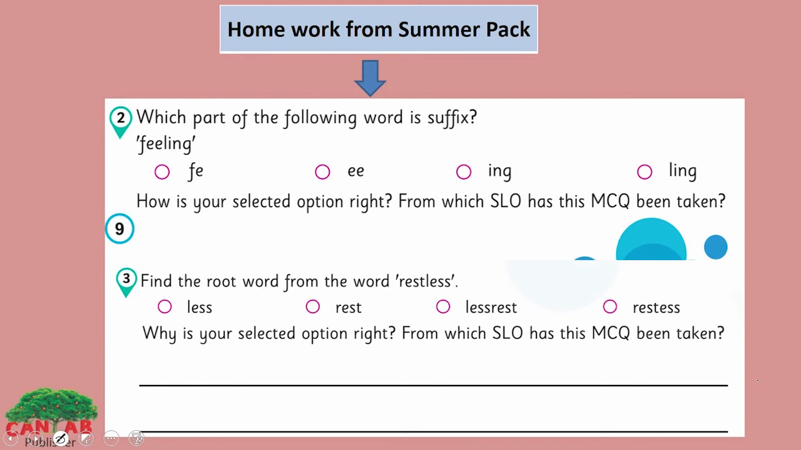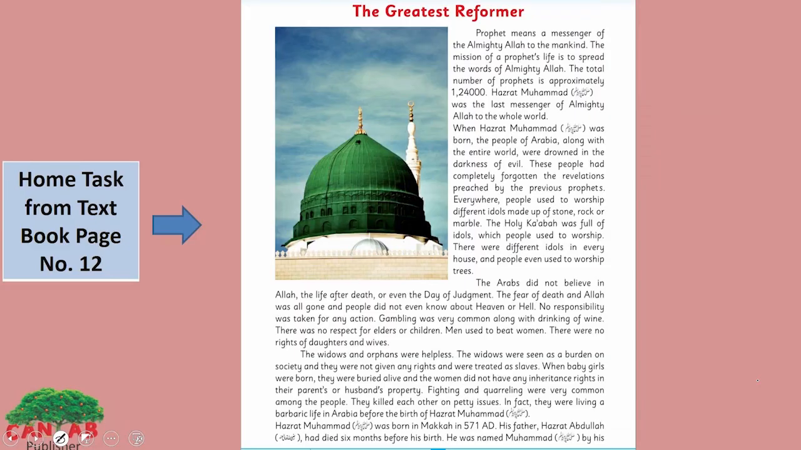This is your homework from the summer pack. I hope you can do this very easily because we have learned the concept of suffixes. This is also your home task from textbook page number 12. This is from your unit number 2. What you need to do, you have to underline original words with the suffix word. Yes, the combination of two. The root word plus suffix word. You have to identify and underline all the words here. This is also your home task.